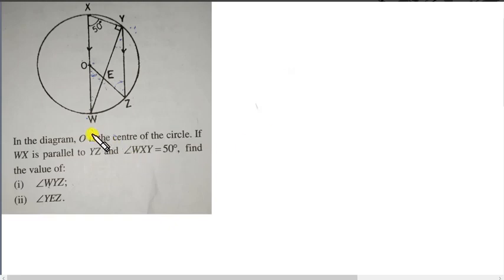In the diagram, O is the center of the circle. If WX is parallel to YZ and angle WXY equals 50 degrees, find the value of I, angle WYZ, II, angle YEZ. So the first angle we are to find, that is I, is the angle WYZ.